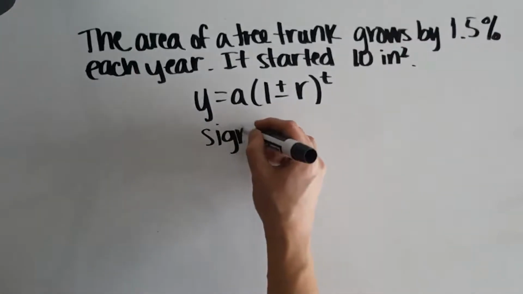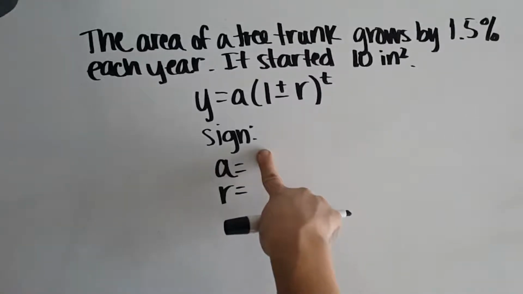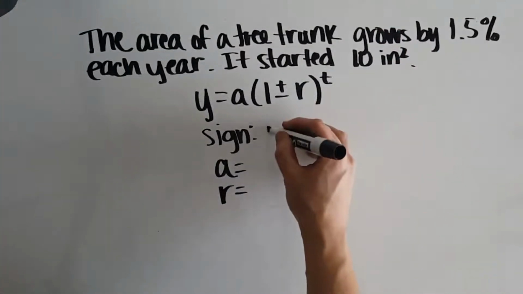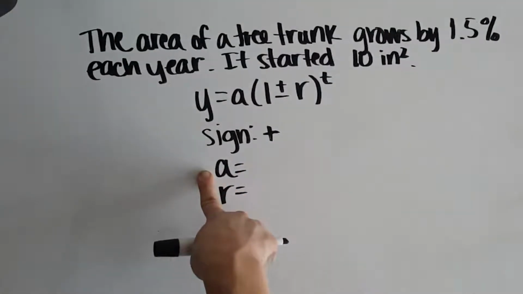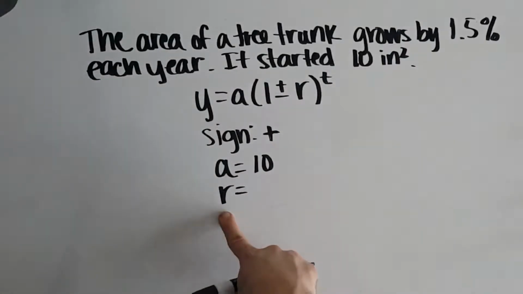I'm going to write those things down. So our sign, I have to decide, is it growing or getting smaller? Well, it says the word grow, so I know I'm going to use a plus sign. A is my starting value. It tells me right here that it started at 10 square inches. And R is my rate.